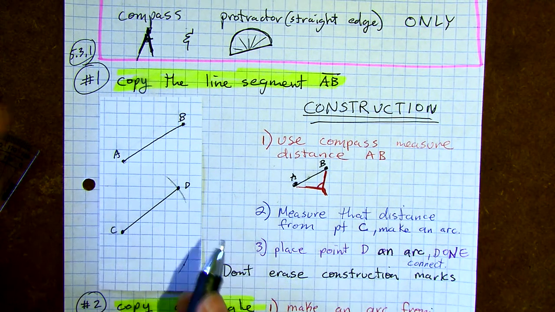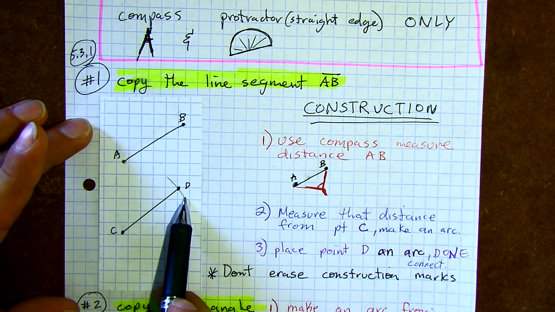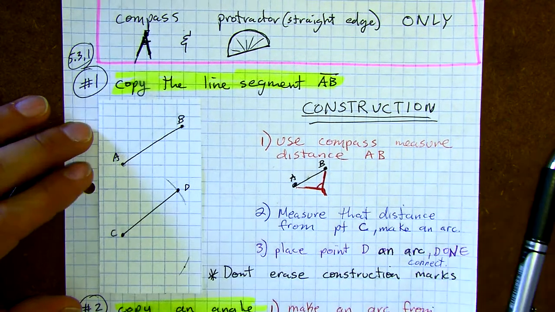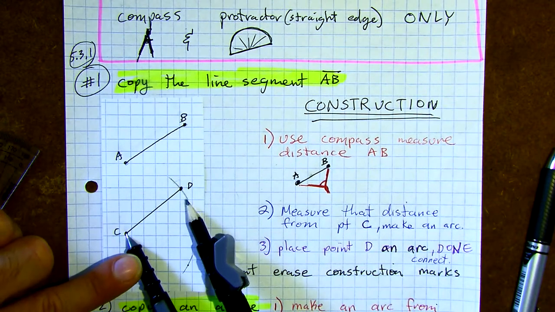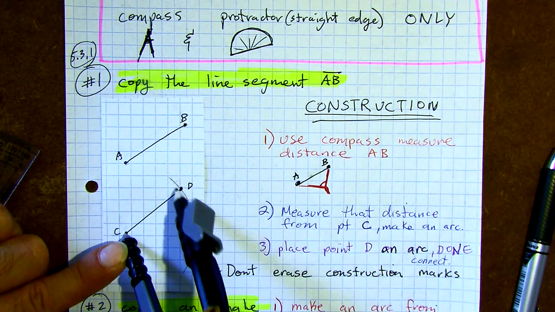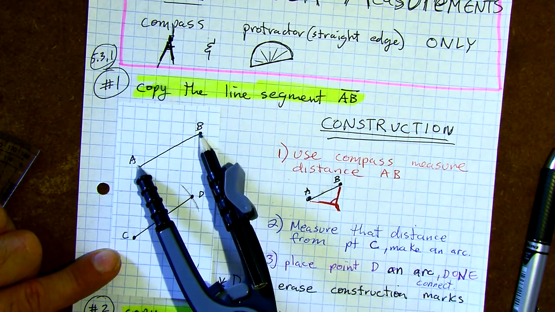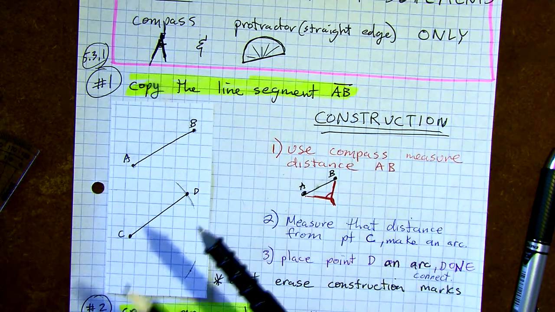So a lot of students are having issues because they're like, I don't know where to put the point. But it doesn't matter if it's here. It doesn't matter if it's here because remember, we made the arc with the distance we wanted. So any point on the arc will be the same distance from A to B. Easy? This one's pretty easy, right?